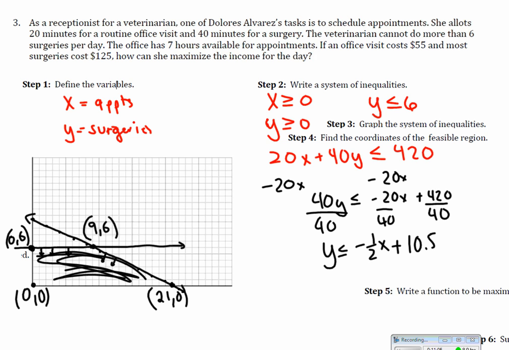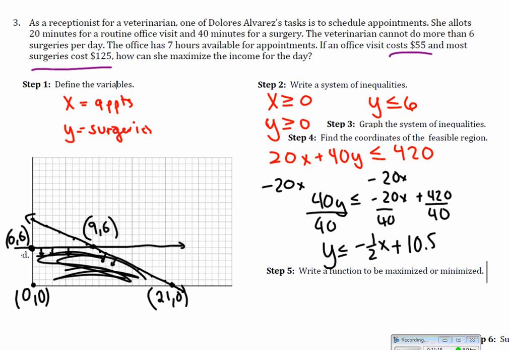We did that. Step 5, write the function to be maximized or minimized. So that's where we go back to this last statement here. Office visit costs 55, surgeries cost 125. We need to maximize the income for the day. So the function is going to be 55x plus 125y. And we're looking to maximize that. So we're looking to figure out what is going to be the best use of our day to make the most amount of money. So you can eliminate 0, 0 because we know that's not going to get it done.